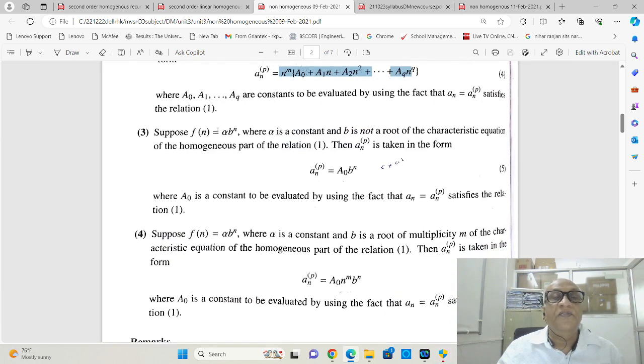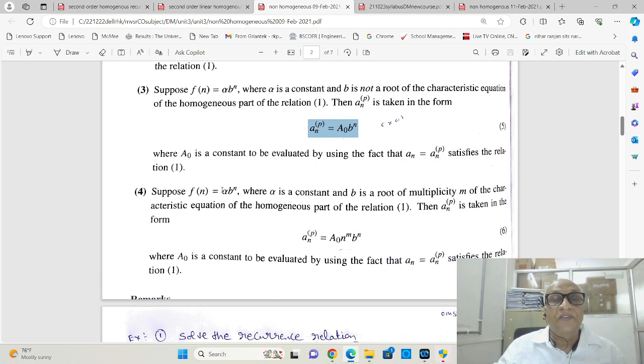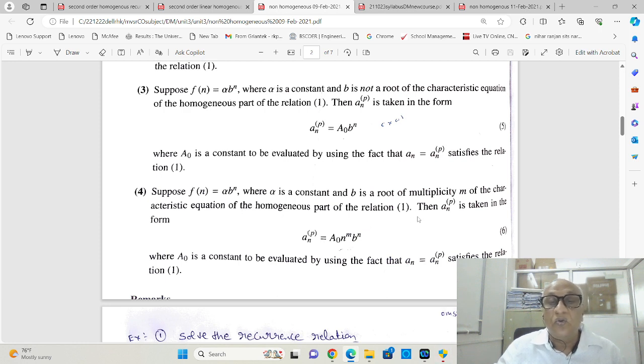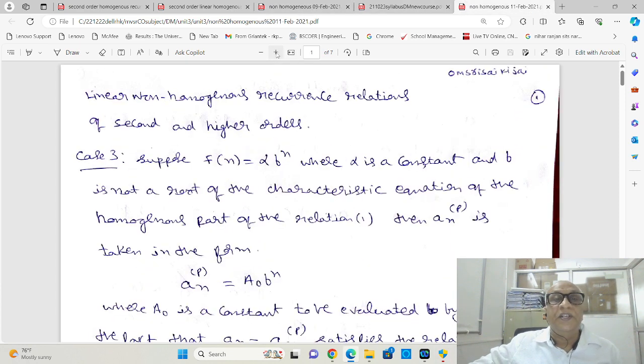The third case is Fn is of the form alpha b to the power of n, and b is not a root of the characteristic equation. Then the form for the particular solution was a0 b to the power of n. The fourth case was Fn is in the form of alpha b to the power of n, and the solution will be of the form a0 n to the power of m b to the power of n. M is the multiplicity of the root, and b is the root of the characteristic equation. So these were the cases we are discussing.